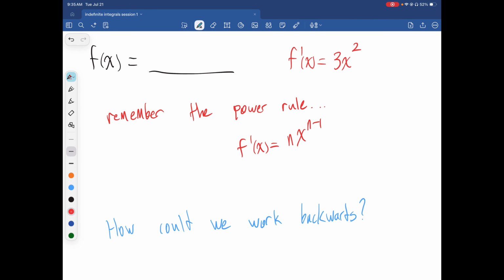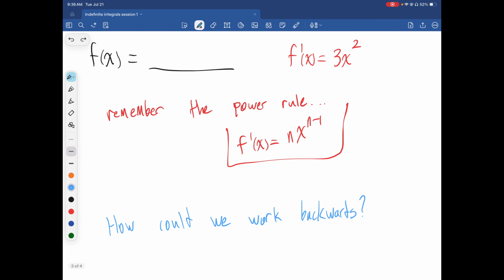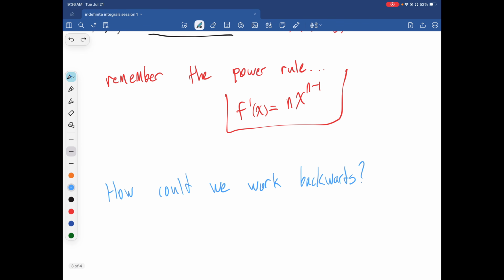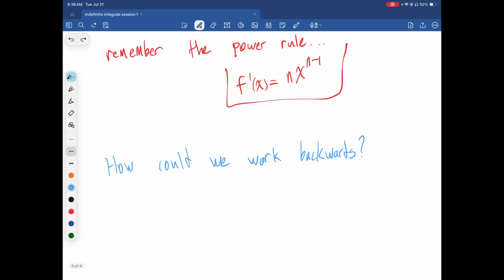So remember the power rule? How can we work backwards from that? If I were to give you f prime of x equals 3x squared, some of you may just memorize it, but how would you work backwards to get f of x? So this is where the idea of integration comes in. We want to take this power rule, and we're going to do something called the reverse power rule.